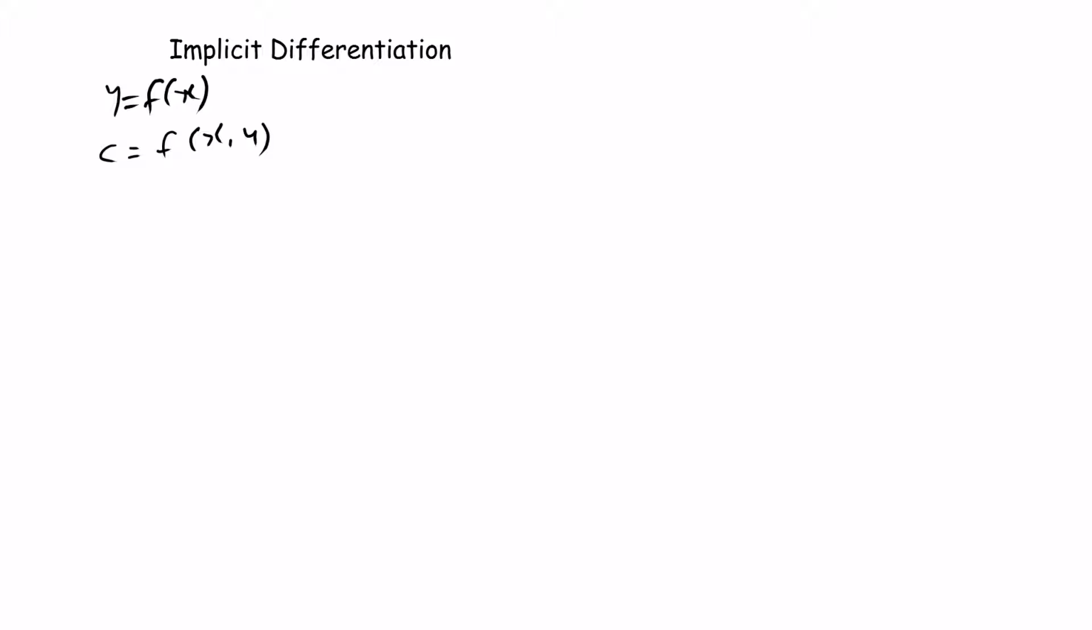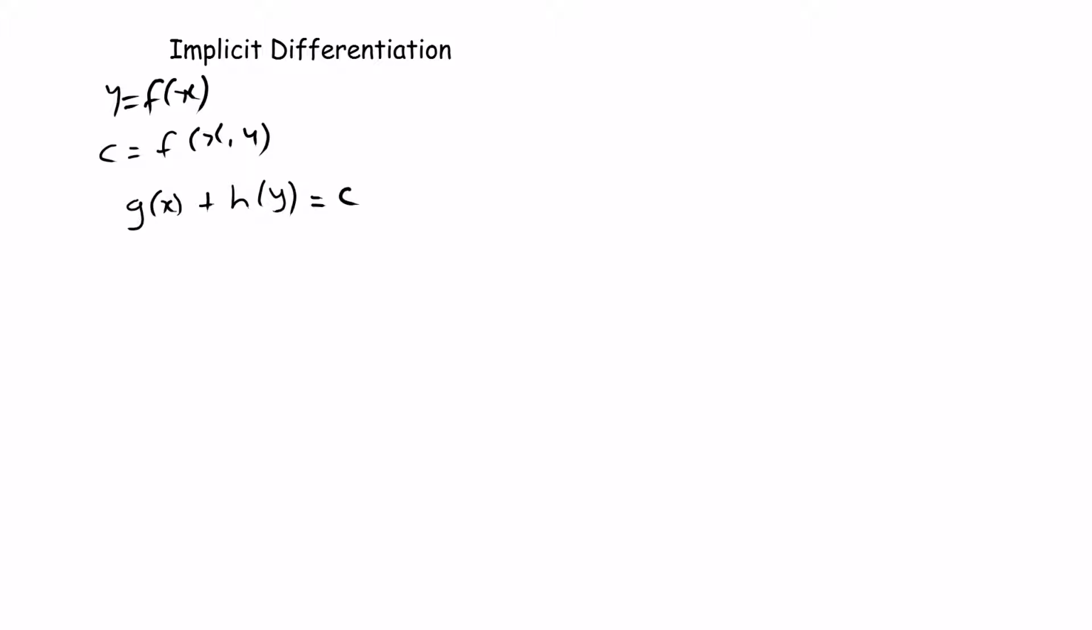So if we have a combination of two functions, so g of x plus another function h of y is equal to c. So we've got two functions here, one in x and one in y.